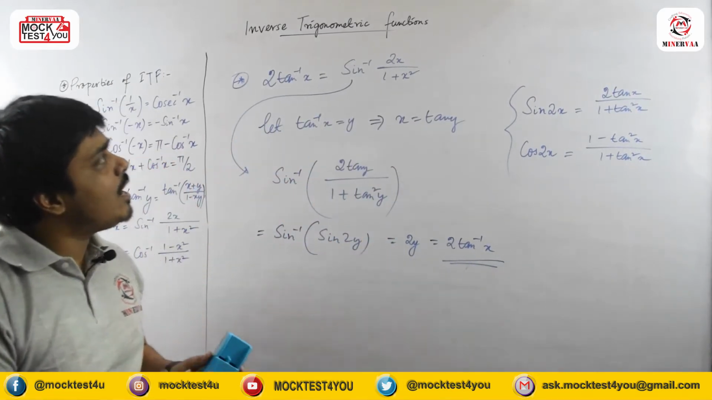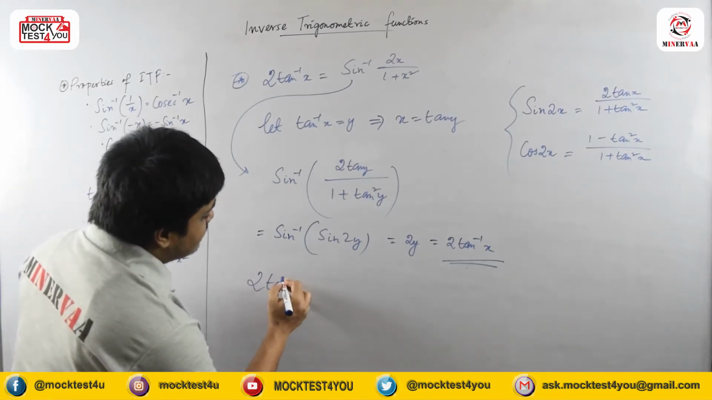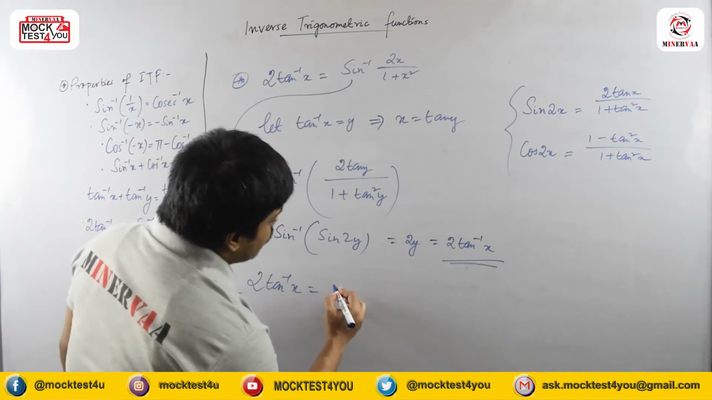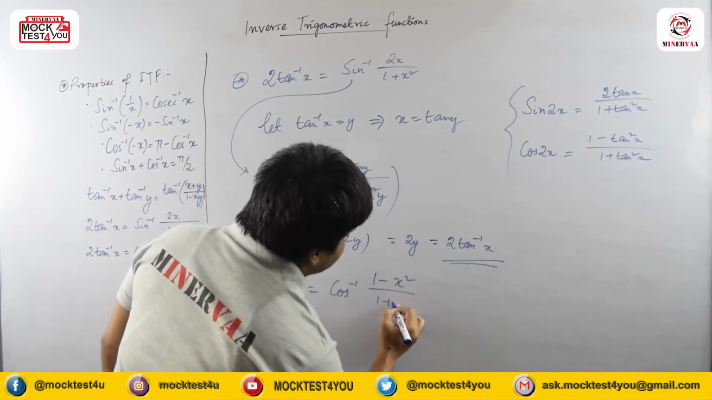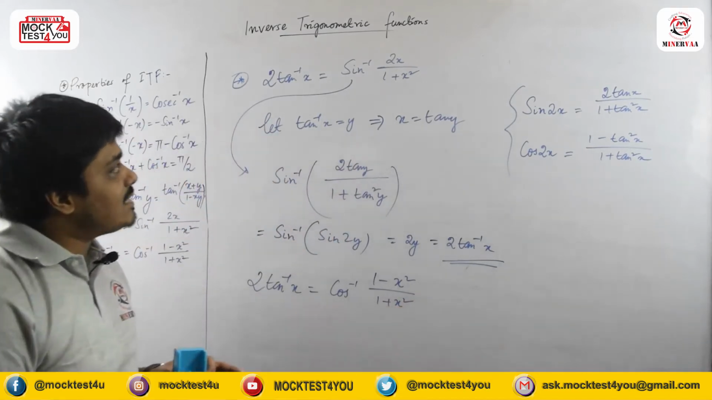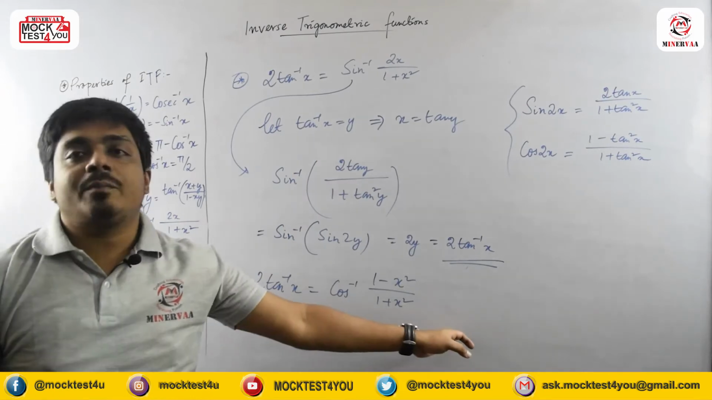So that's how we derive the formula like this. In the same way, for the cos inverse one, that was 2 tan inverse x is equal to cos inverse of 1 minus x squared divided by 1 plus x squared. We will take the same assumption that let tan inverse x is equal to y, and you will be doing that.